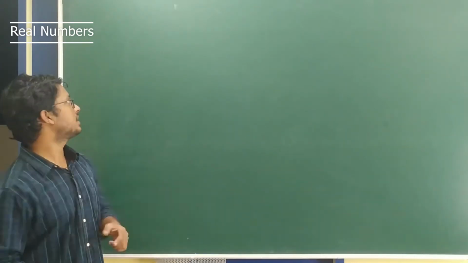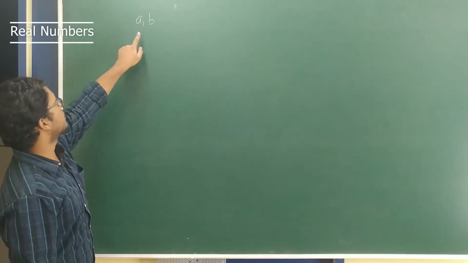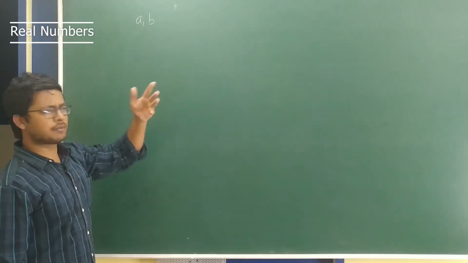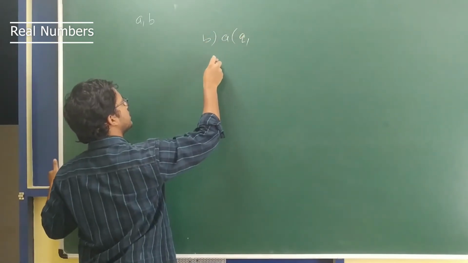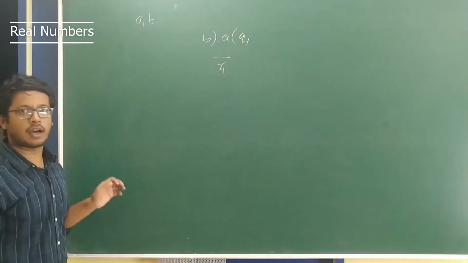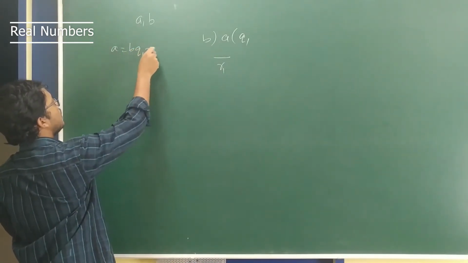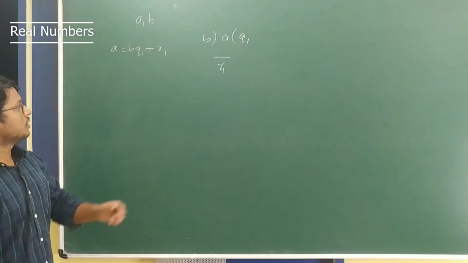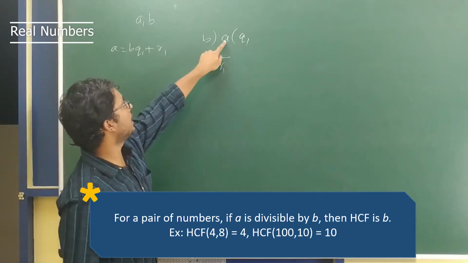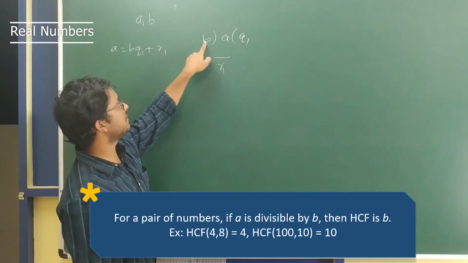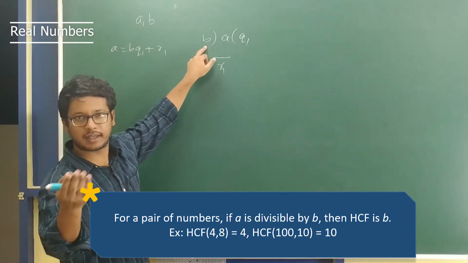All right. So let's consider any two numbers a comma b. You express a in terms of b just as usual. So you divide a by b. Let's say you get some quotient and you will get some remainder, let's say r1. So now you can express a as b into q1 plus r1. If the remainder is 0, then what does that mean? A is divisible by b. If a is divisible by b, then obviously the HCF itself is b. HCF is b itself, correct?